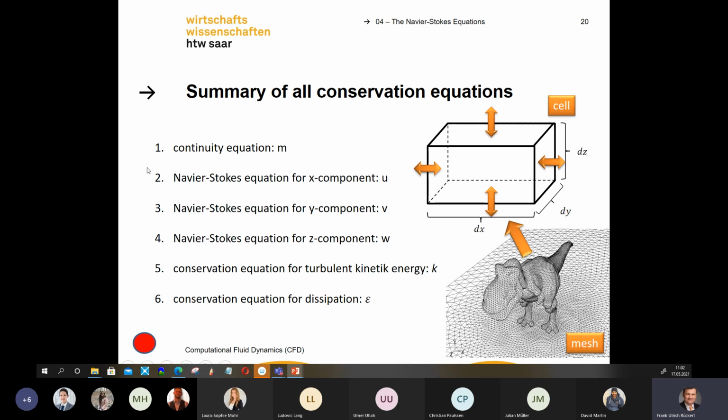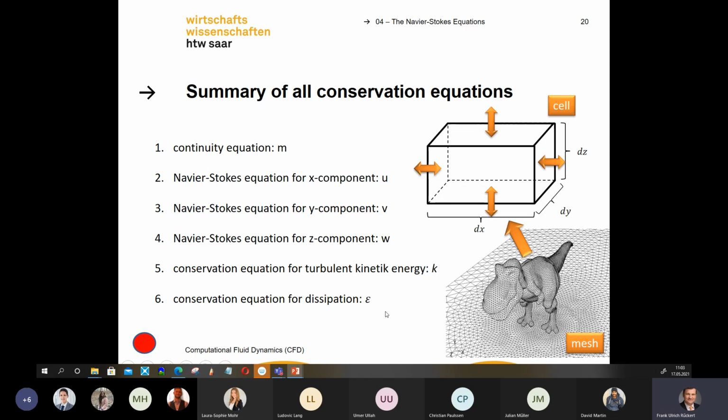Additionally to these 4 equations, we have to solve 2 other equations for the description of turbulence effects, of swirls. Therefore, we also use a model. We use a conservation equation for the turbulent kinetic energy K, and for the dissipation of the swirls, the dissipation of the turbulent kinetic energy. And therefore we use the symbol epsilon.